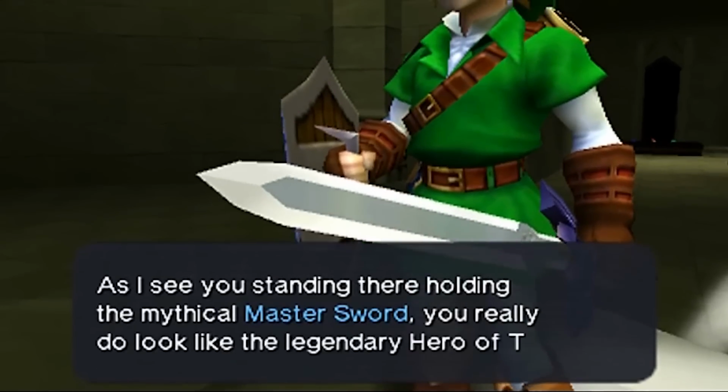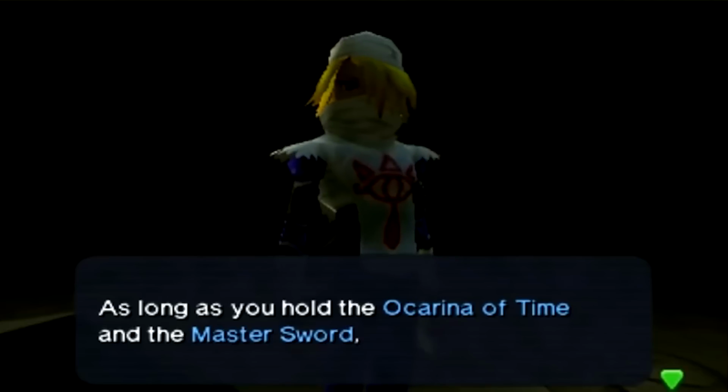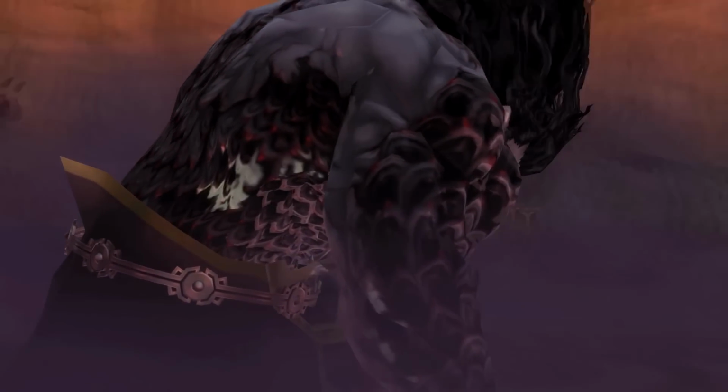As referred to in Ocarina of Time, the Master Sword being one of the key components to time travel and manipulation, that holding it along with the Ocarina of Time, you hold time itself in your hands. And then we come to Demise and his curse, that is forever bound to that of the spirit of the hero and the blood of the goddess.